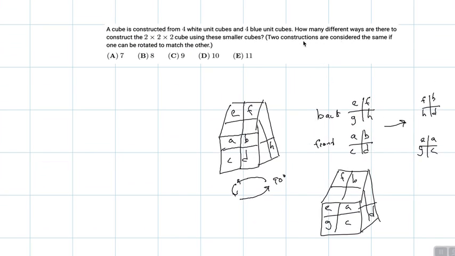So there are 7 different ways to construct the 2 by 2 by 2 cube using the smaller cubes. So the answer is choice A.